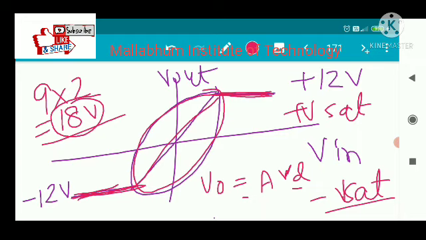And in the ideal op-amp, no current is actually drawn by the op-amp, because the input resistance is infinite, gain is infinite, output resistance is 0, and Vo here cannot exceed plus 12 or minus 12, the supply voltage, and the linear region of the op-amp is very small.